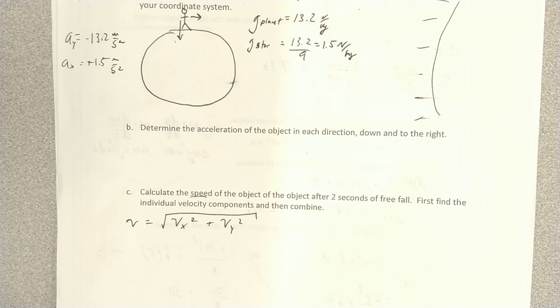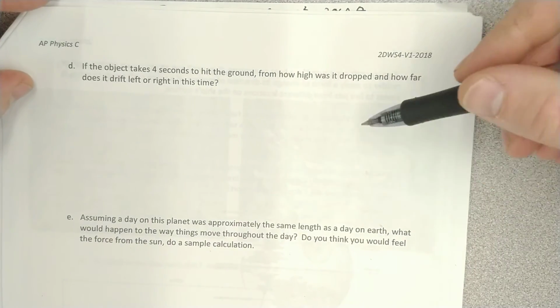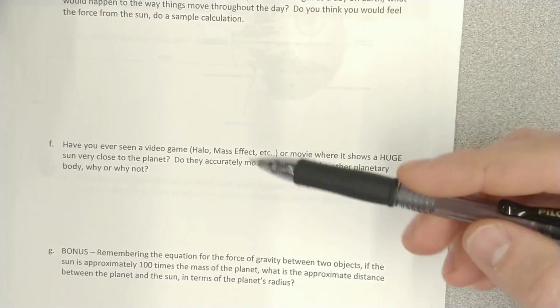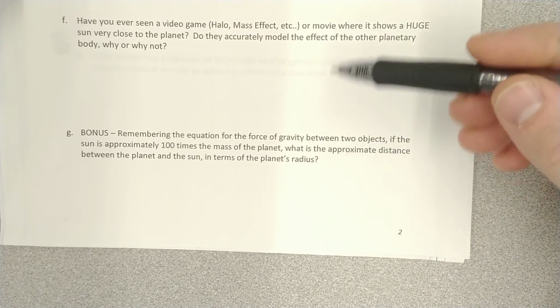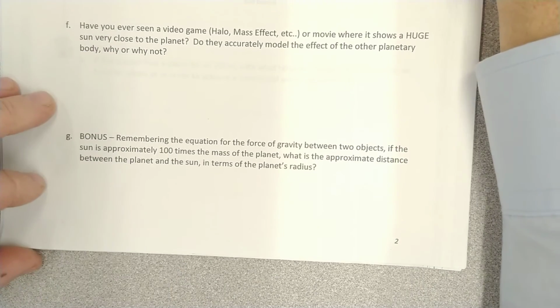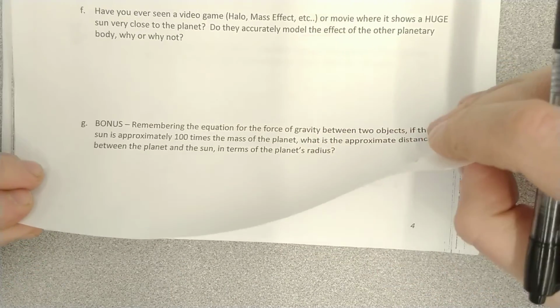All right. Well, I guess I did part B for you already, so I'll leave part C to you. On the back side, you're going to talk about how high it was dropped from. Then we get into what happens if the day on the Earth is the same, kind of what I talked about. Have you seen this in a video game before? Anyhow, we'll go from there.